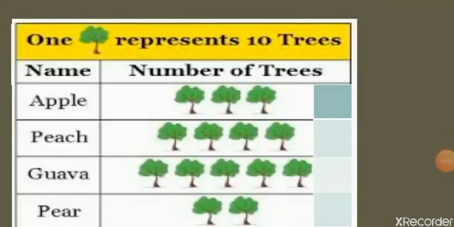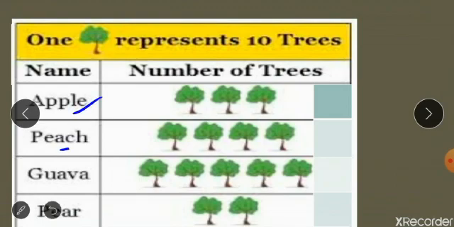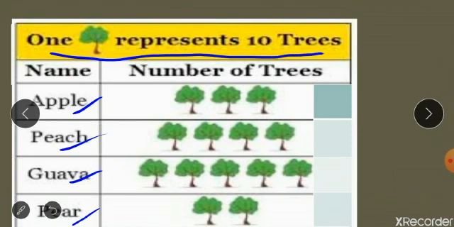Now you just observe this picture. It gives the data collection of some trees. That is different kinds of trees are there. So now I'm going to just point out here. The trees' names are apple, peach, guava and pear. Now listen to the number of trees. The most important thing is one tree represents 10 trees. That is each one is standing for a ten. So now you calculate easily. So this is a ten in number and this is 20 and 30. So apple trees are 30 in number.